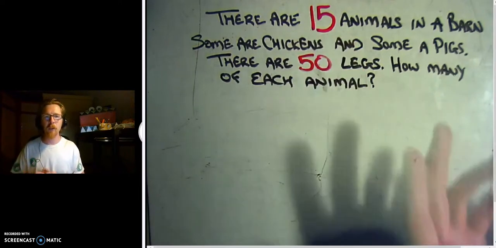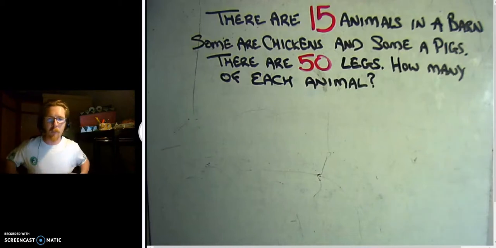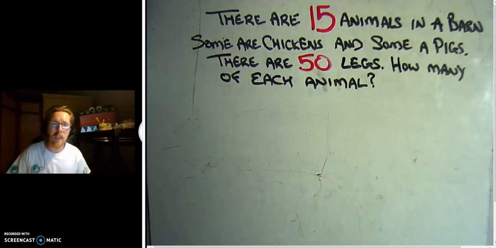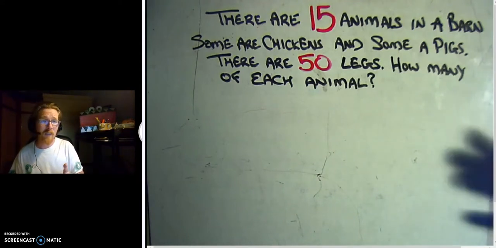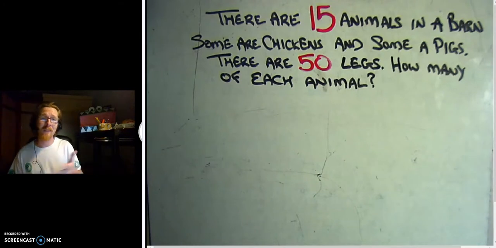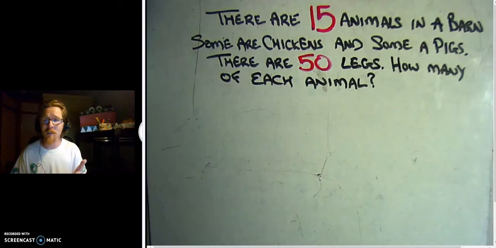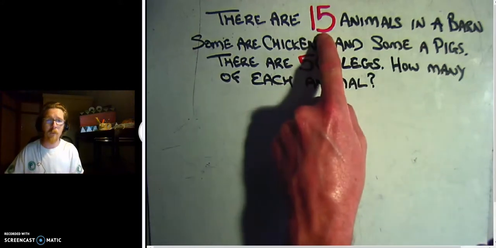So let's say that there are 15 animals in a barn. Some of the animals are chickens, some of the animals are pigs, and there are 50 legs total. We want to know how many of each animal. Well, in some ways it doesn't seem possible because there could be 10 chickens and 5 pigs, there could be 7 chickens and 8 pigs, there could be 15 chickens and no pigs. So this doesn't give us enough information.